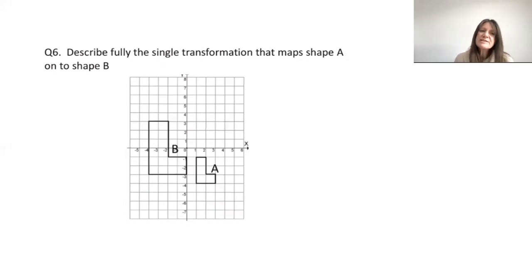So for this one, you've got to describe fully the single transformation that maps A to B. Now we can see it's an enlargement just by looking at it. So the first thing that we should be doing is writing that down. Enlargement is important. There are 4 transformations in total, and this is just one of them. So we've got to show that we know the word and the language.